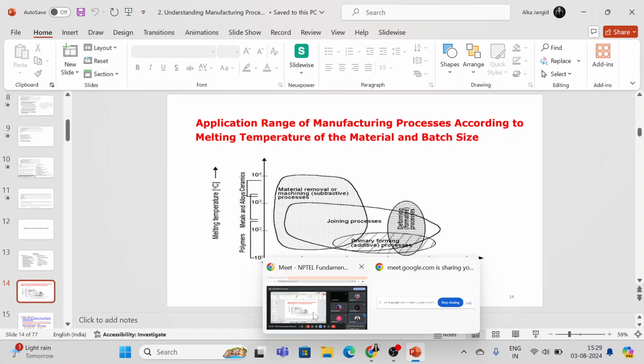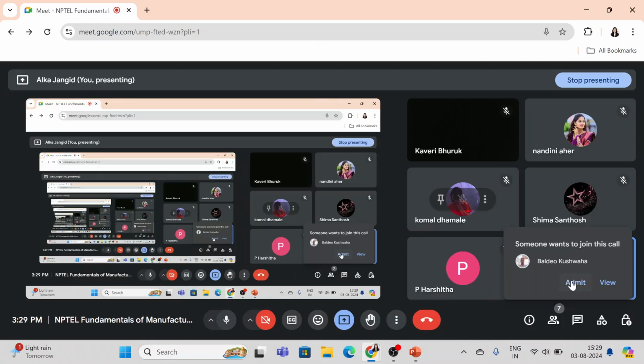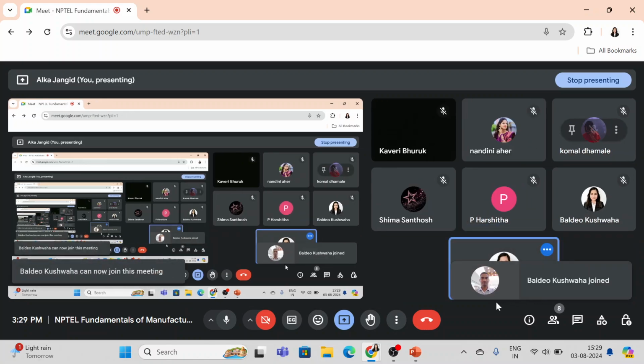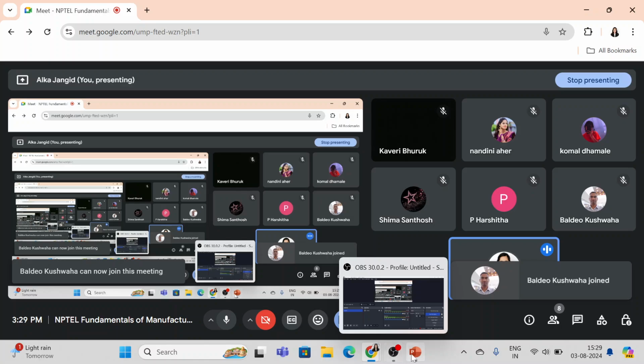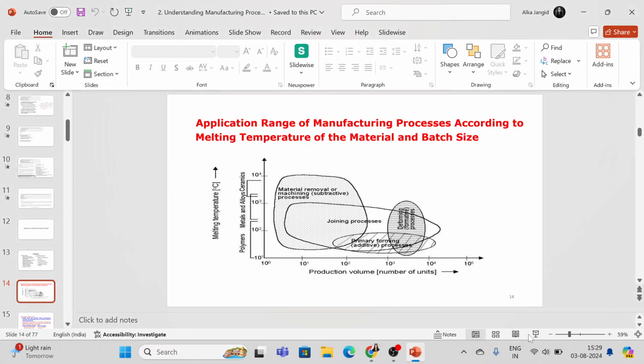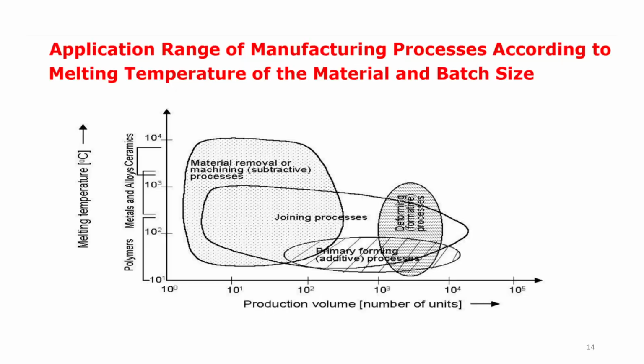Someone else has joined. First let me admit. Okay, for those who have joined late, I am going through lecture notes now. Previously I went through sample assignment questions. So firstly, now I am going through lecture notes.